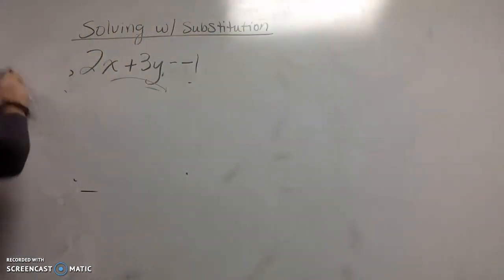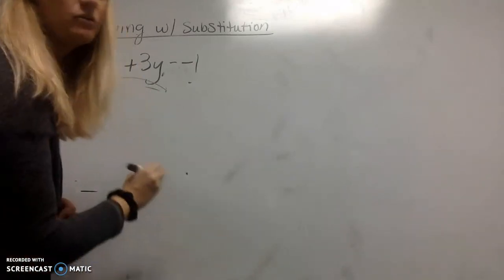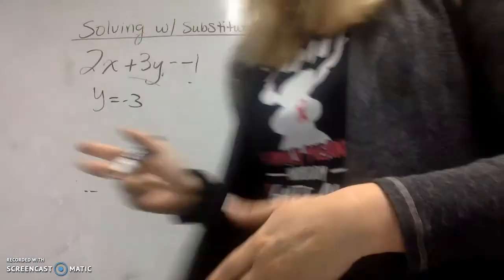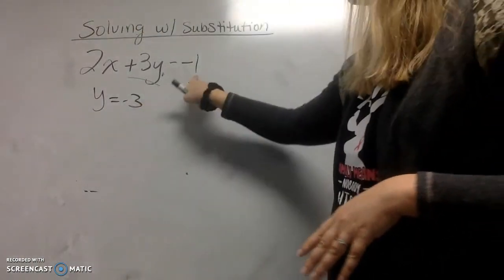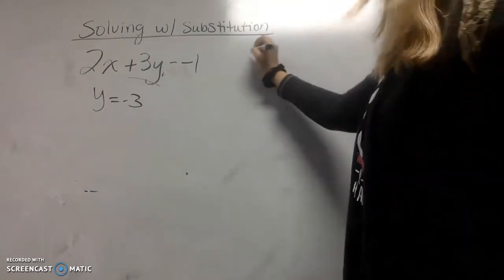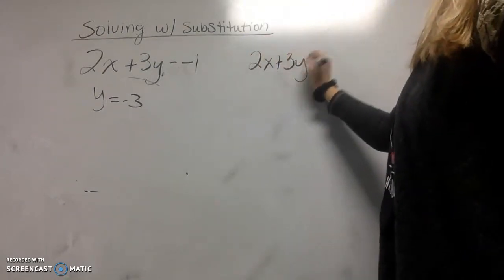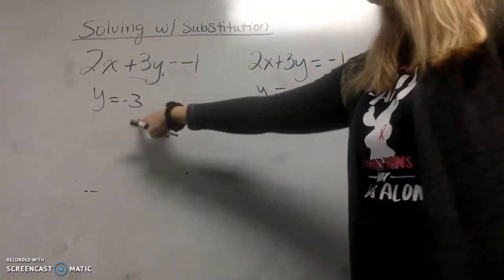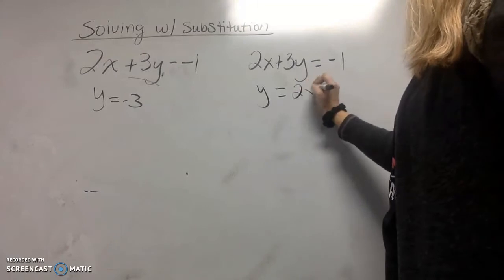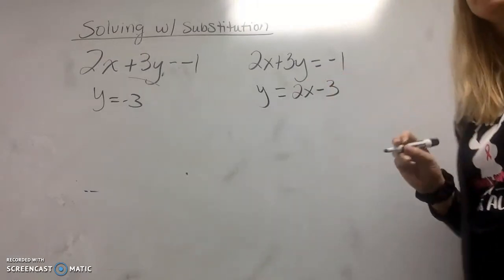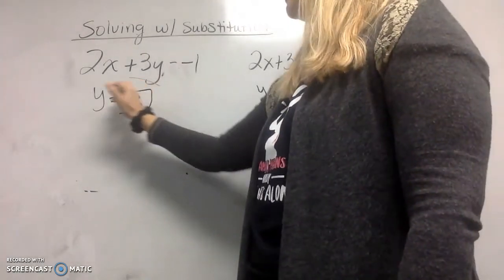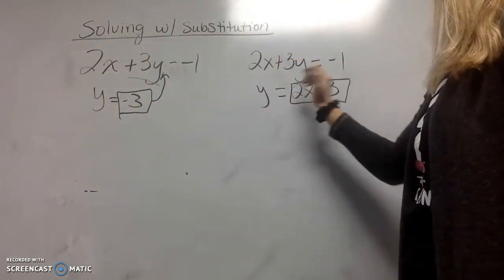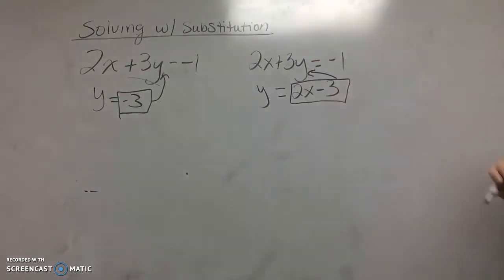So, put that back up there. That was y equals negative 3. I'm going to have a similar problem over here, but again, I'm not just going to have y equals a number. So if I have 2x plus 3y equals negative 1 again, but this time y does not equal negative 3, y equals 2x minus 3. So just like I did here, and I took negative 3 and substituted it in for y, I'm going to take this entire expression and substitute it in for y.